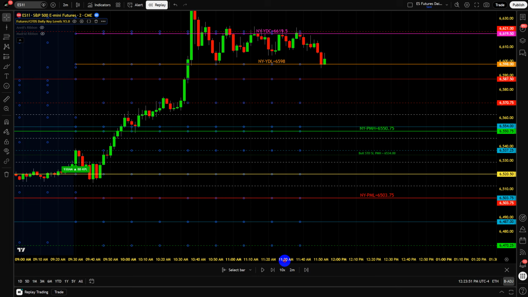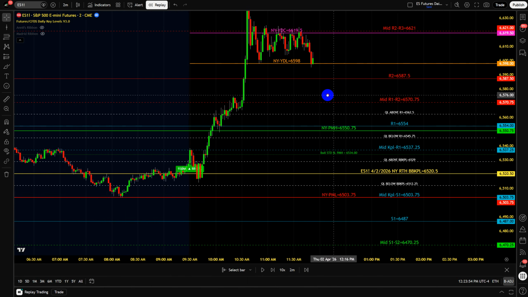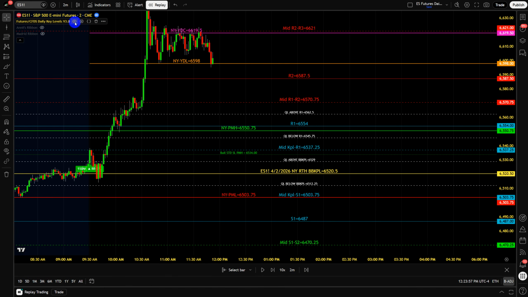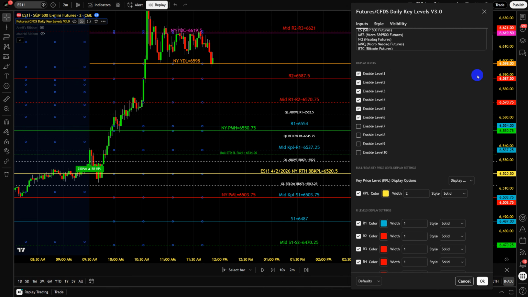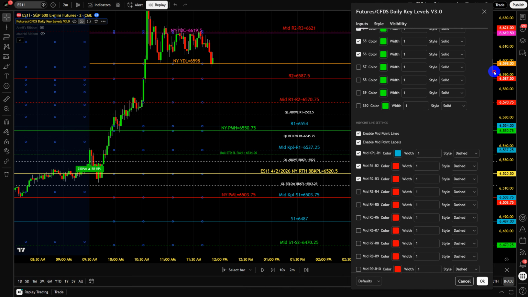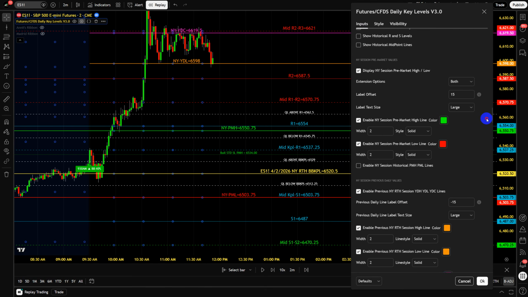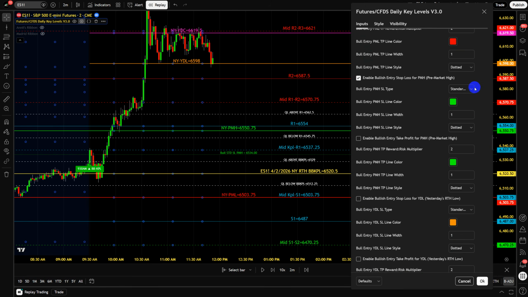We'll move this out of the way. Okay, so if you were going to base the trade on a break above the PMH, this would be your standard stop loss if you chose that. If instead we chose the tight stop loss, then it would be here.